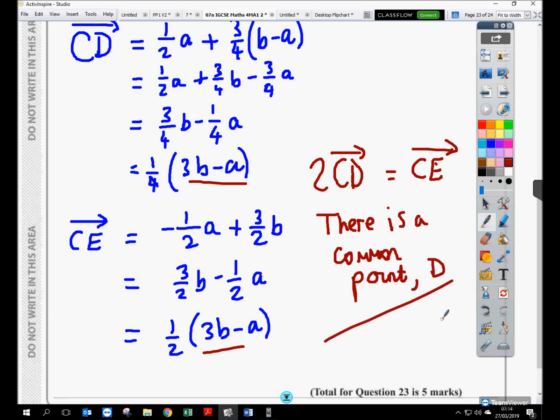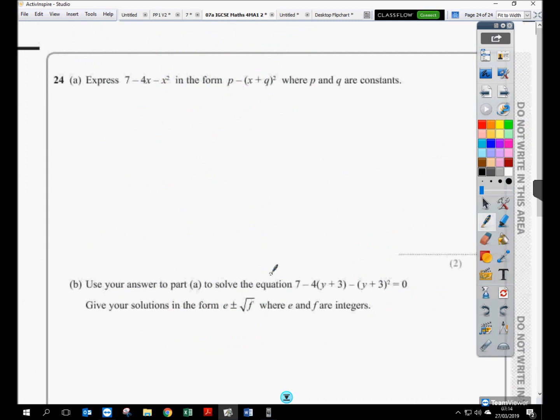This is now worth 5 marks. And the last question on this paper, the grade 9 question. Right, what we're going to do here is called completing the square, but it's very awkward because there's a negative x squared, so we can deal with this straight away by factorising it, taking a negative out.